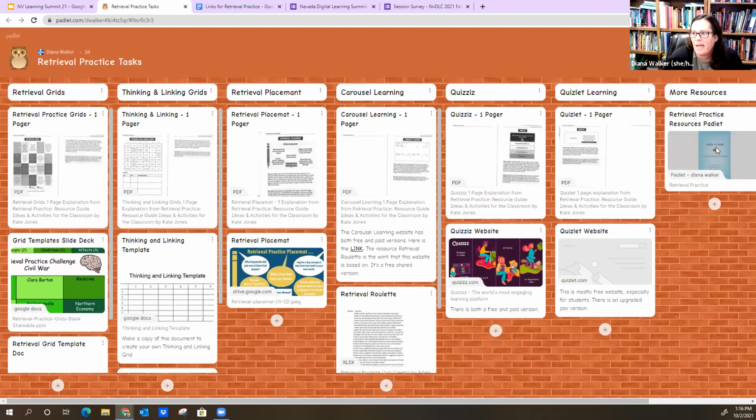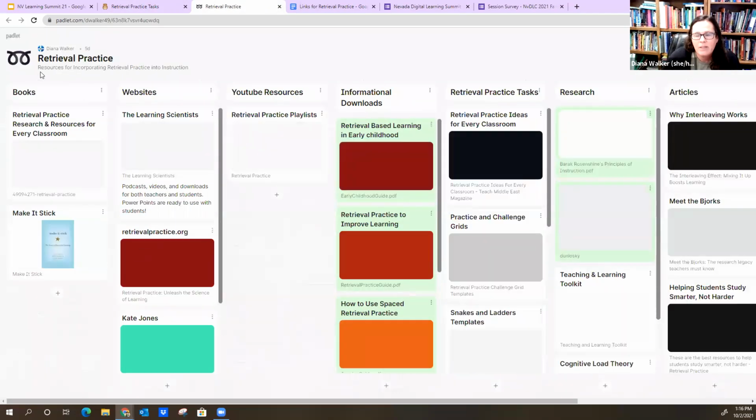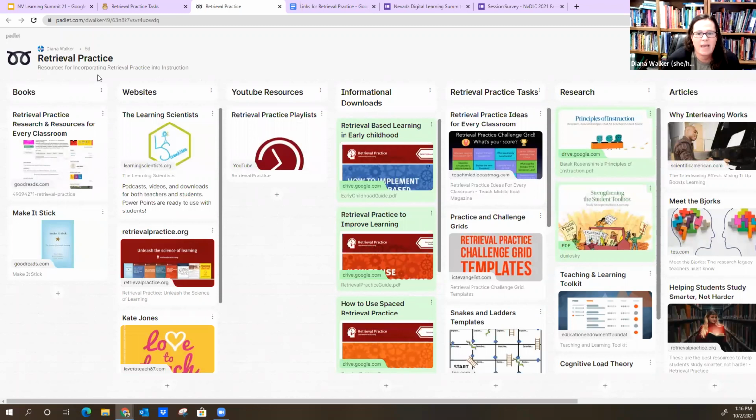The more resources tab. So if you're like, yeah, I've seen those before, there's not one of those I really want to dive deeply into right now, there's a retrieval practice resource tab. It's got books around retrieval practice, websites. These websites also have things that you can download that are ready to go to talk to students about what retrieval practice is. The Learning Scientists is a fabulous resource website. There are YouTube resources, information about notes, more retrieval tasks, research that supports it, and then articles that are informational but not necessarily deep research articles.